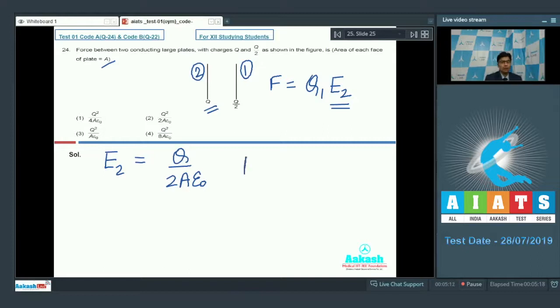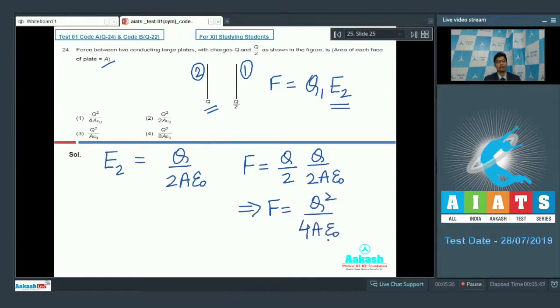Now the force should be equal to the charge on the first plate, which is equal to Q by 2, multiplied by electric field of the second plate. Now the electric field of the second plate is equal to Q by 2A epsilon naught. So therefore force can be written to be equal to Q square divided by 4A epsilon naught. Now dear students, therefore the correct answer for this particular question should be option number 1.